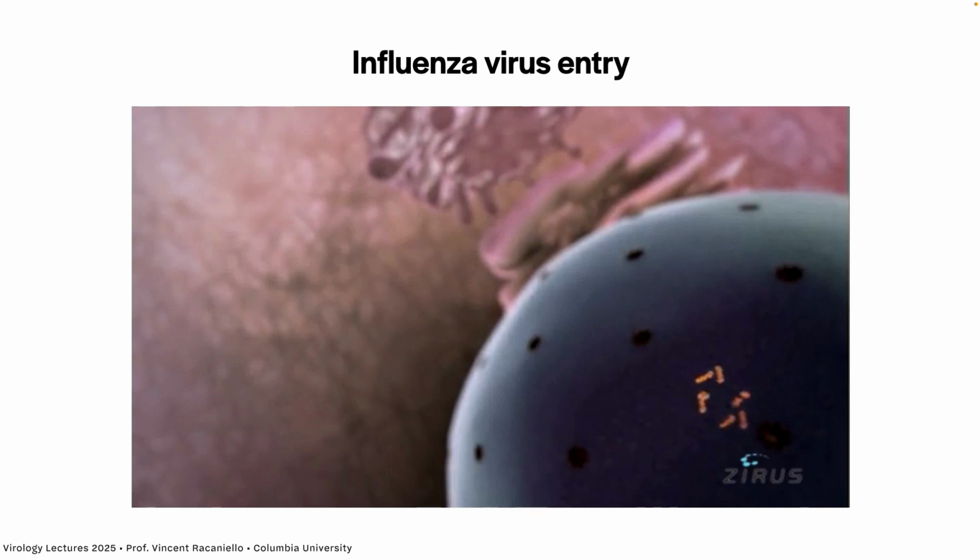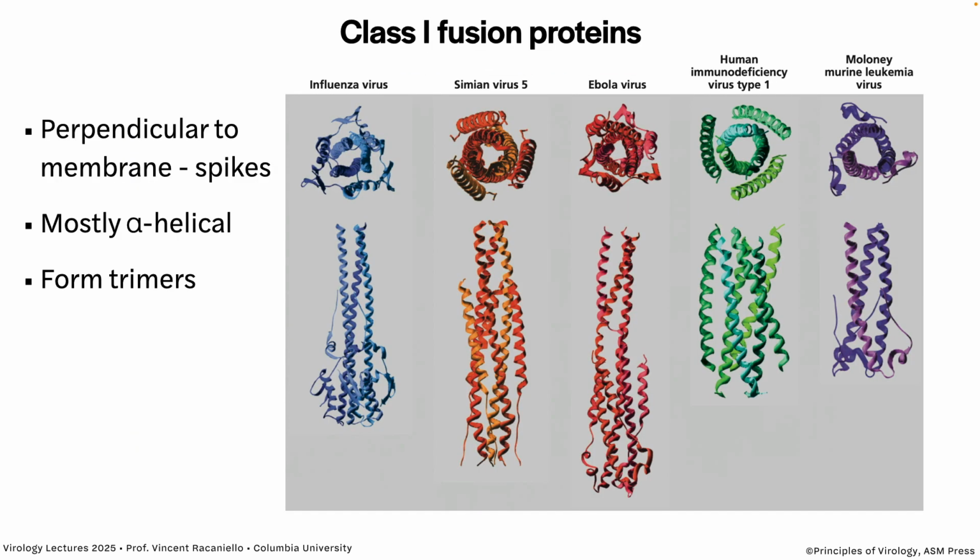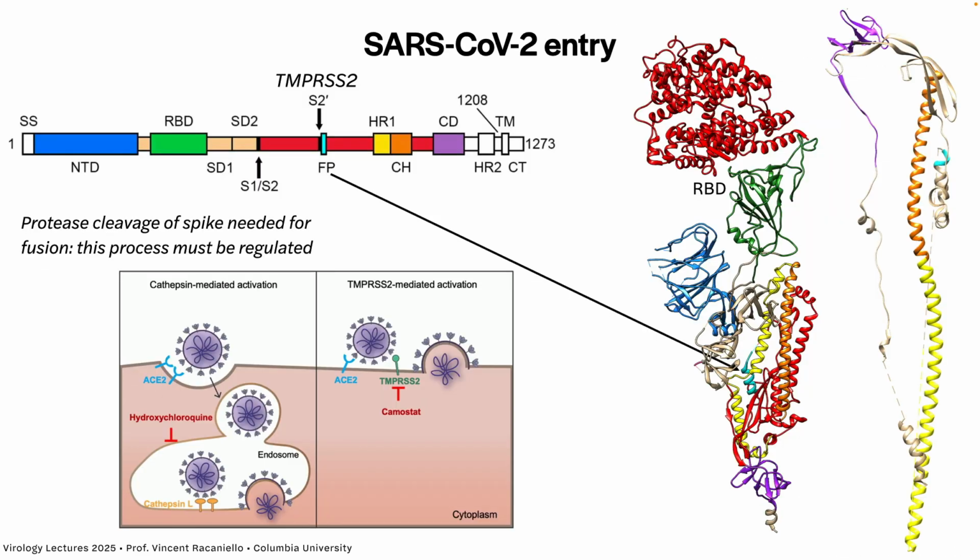Okay. These fusion proteins I've been telling you about are called class 1 fusion proteins. They're perpendicular to the membrane. They're mostly alpha helical, and they're trimers, and they include flu. We've talked about HIV and some other viruses, simian virus 5, Ebola virus, and Maloney murine leukemia virus. These are all type 1 or class 1 fusion proteins.